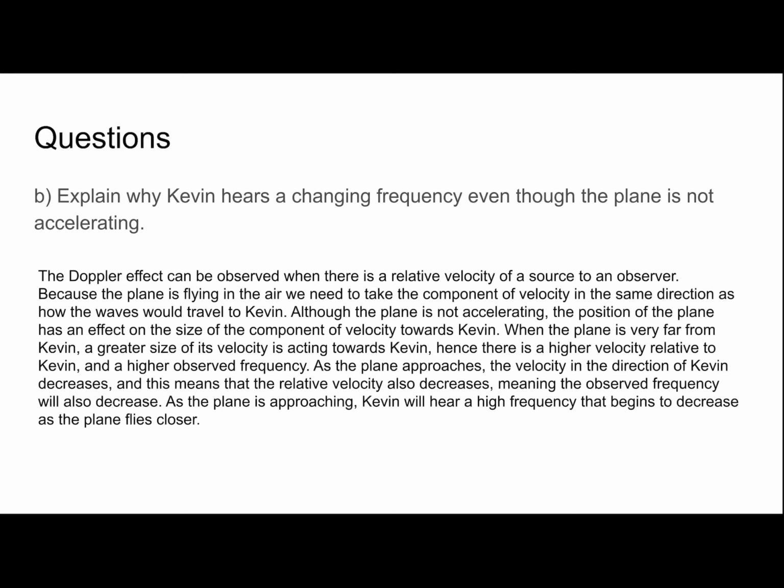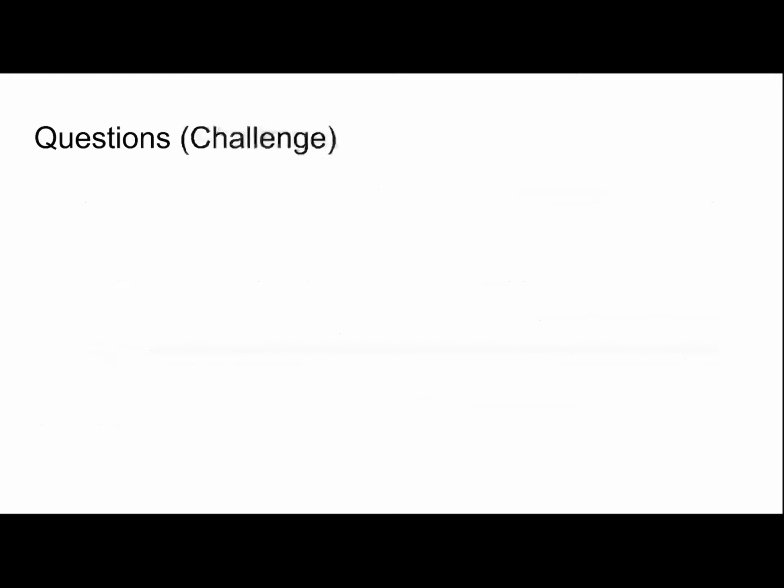Alright, so when the plane is approaching, the angle increases and the relative velocity decreases, and therefore the frequency that Kevin hears will gradually decrease as well. When the plane is approaching Kevin, the frequency Kevin hears will be higher than the actual frequency. However, the amount that it's higher by depends on the relative speed of the source. Because the relative speed of the source is decreasing, the observed frequency also decreases along with it. So as the plane is approaching, Kevin will hear a high frequency that begins to decrease as the plane flies closer.